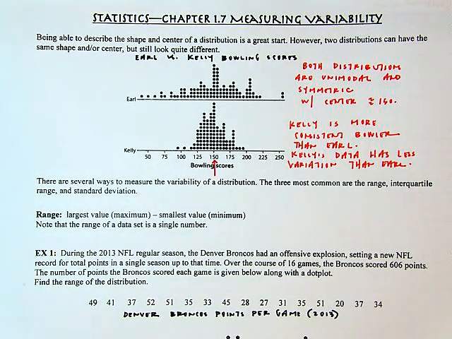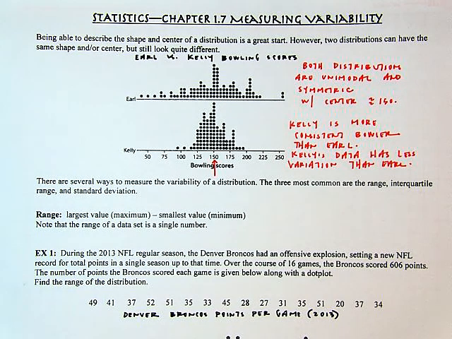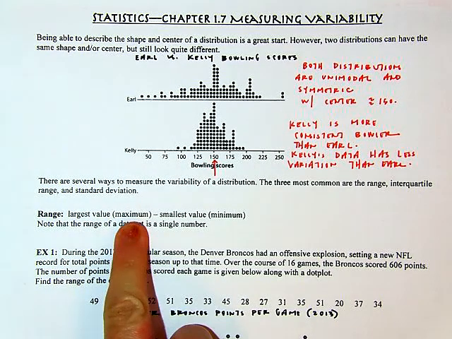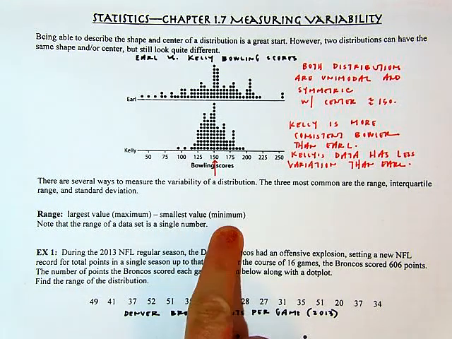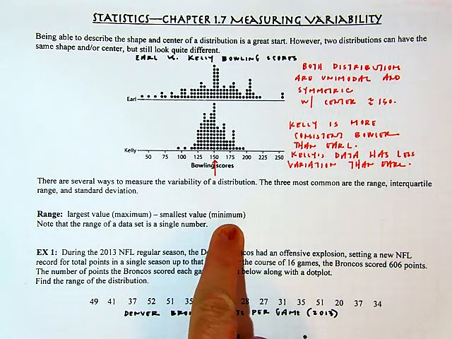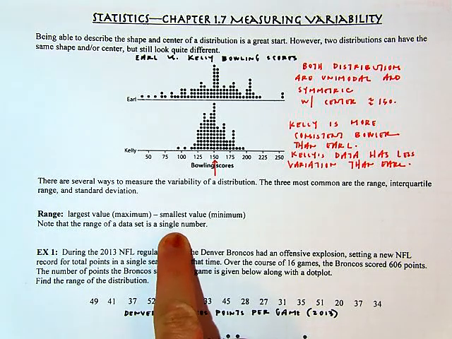Okay, there are several ways to measure the variability of a distribution. The three most common are the range, the interquartile range, we call that the IQR, and standard deviation. So range is pretty basic, right? We're looking at the large value, the maximum value, minus the small value, that's our minimum value. So your range ends up being just a single number.